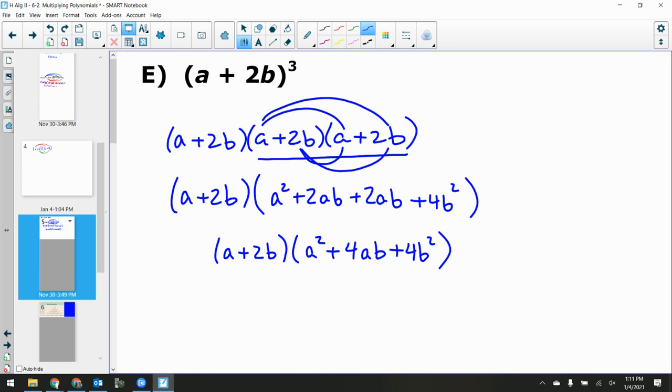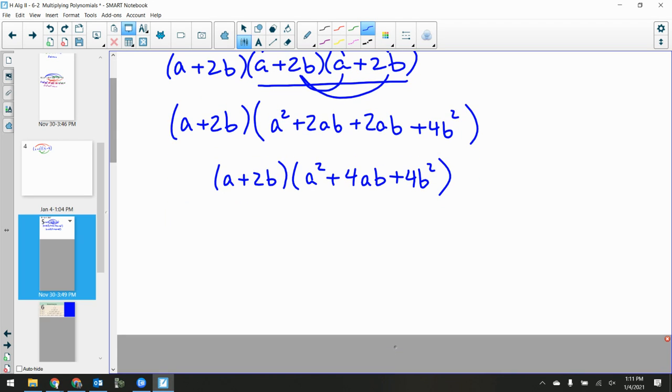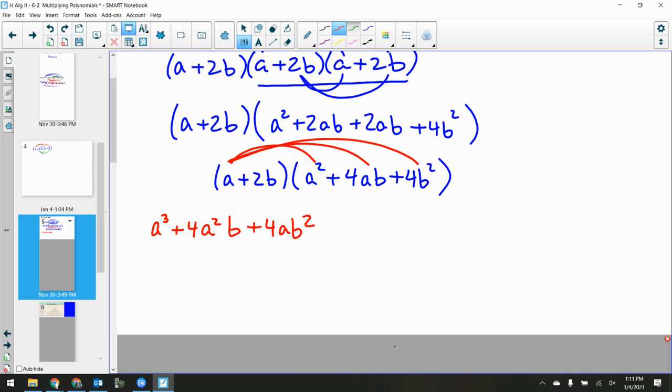And now we have to distribute in. This problem becomes example C, where we got a binomial, 2 term, times a trinomial, 3 term. A times A squared, A times 4AB, A times 4B squared. 2B times A squared, 2B times 4AB, 2B times 4B squared.